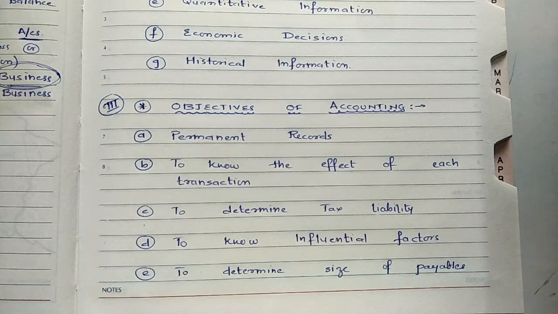Now, the third part of the chapter, that is, the objective of accounting. So the question arises, why do we write accounts? It is very much necessary that accounts are maintained in the organization because we can easily come to know what transaction took place on which date.